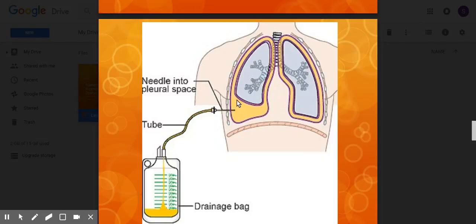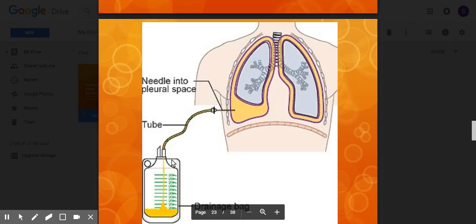Obviously, the amount of fluid that starts to build up, and this diagram shows the example, that fluid starts to build up and the lung itself doesn't have room, and so the lung becomes compressed due to the fluid buildup, and it prevents the lung from functioning. So you have a loss of compliance essentially, as well as just volume.